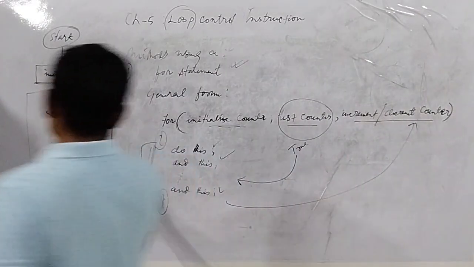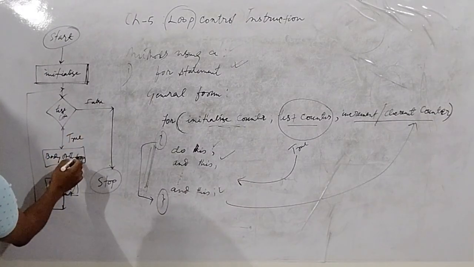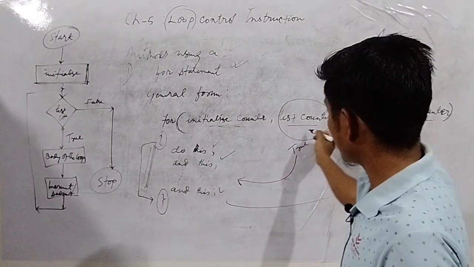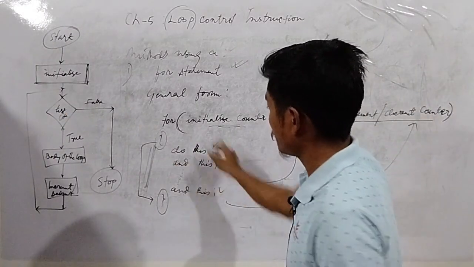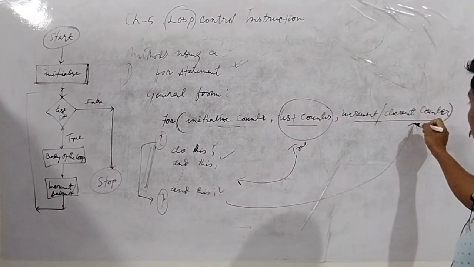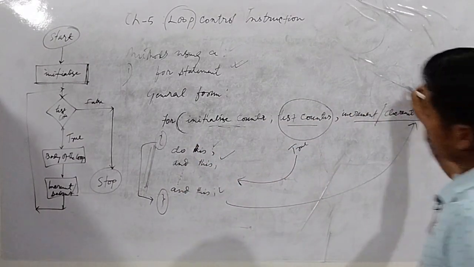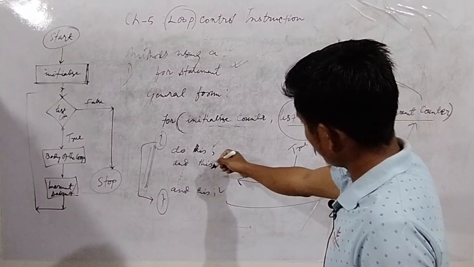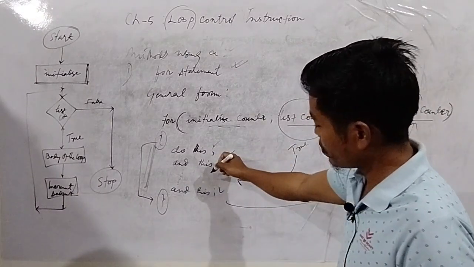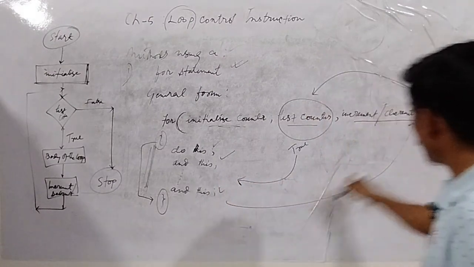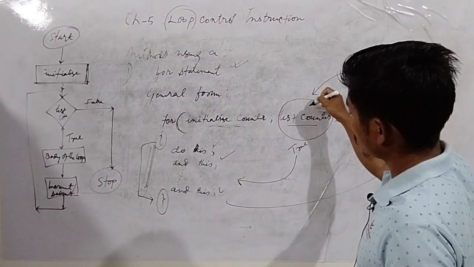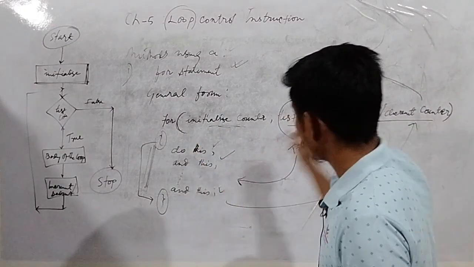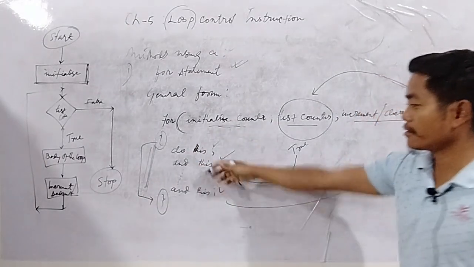See, if the condition is true, come to the body of the loop, then increment or decrement and come back to the test counter. If it is true, go to the body and come back to the increment or decrement, and after that go back to the test counter. So come again, check the counter, body of the loop, come to the increment or decrement, go to the test counter again. This condition will execute.